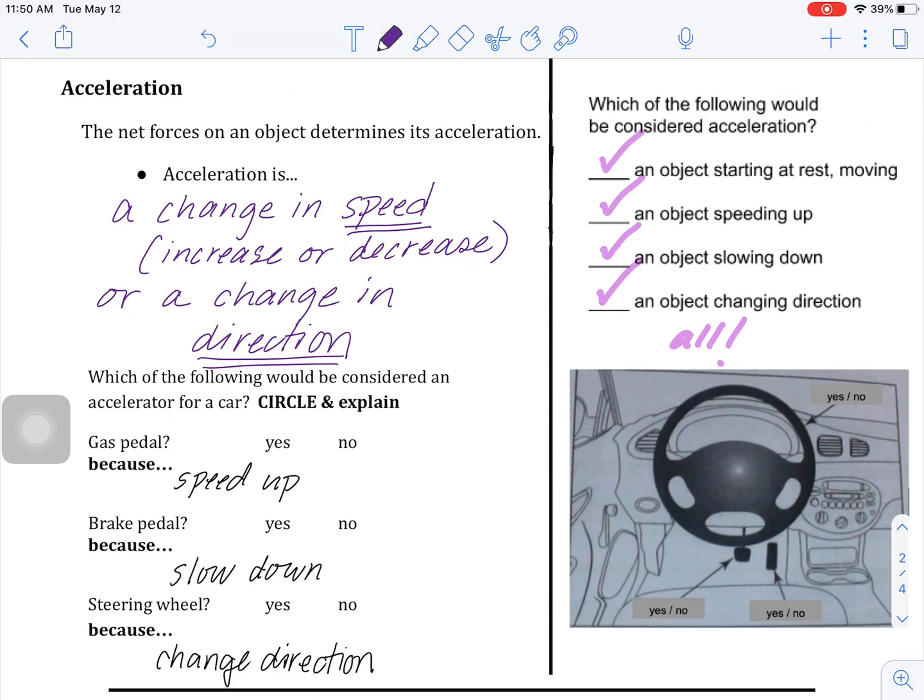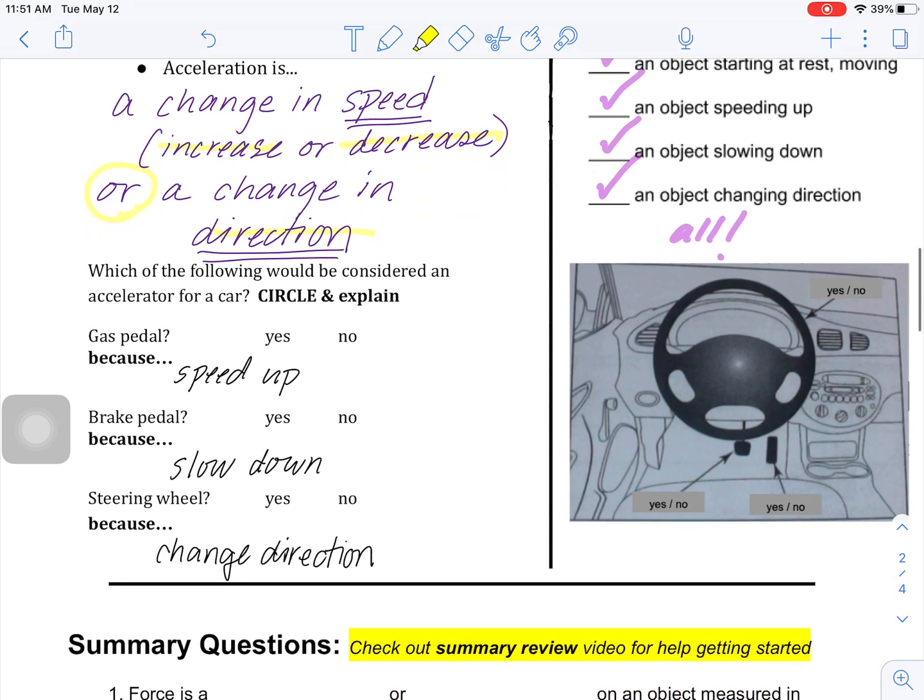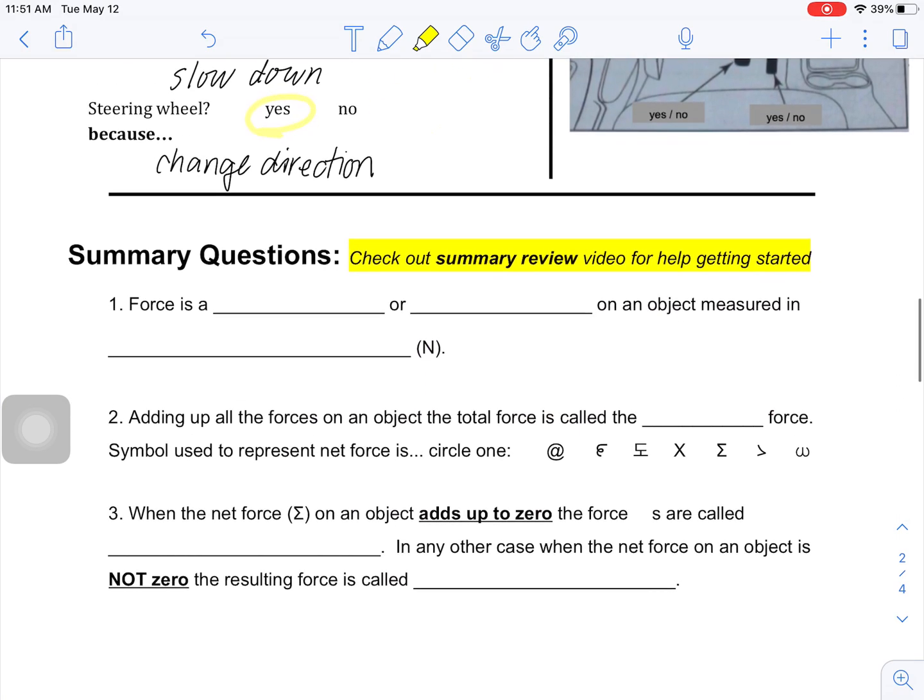The last little chunk of notes here was acceleration. So you probably learned something new here. Typically we said acceleration is speeding up, but we also learned it's not just an increase in speed, but also a decrease in speed or a change in direction. So an object can be doing one of those things or all of those things. So when you looked here at the accelerators, you should have noticed that all 3 of these were in fact accelerators. They all fit our definition of acceleration.